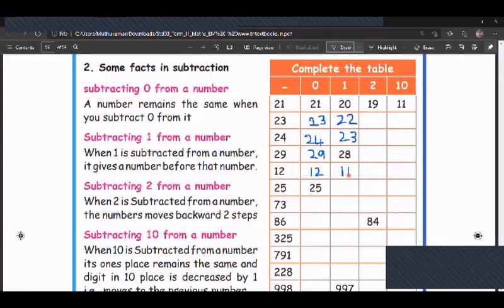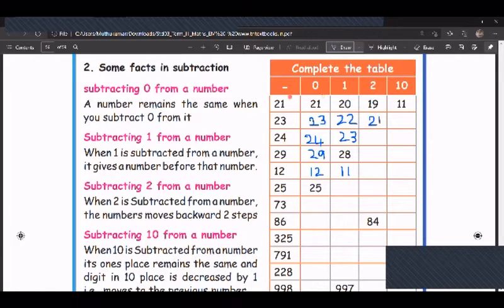Okay. Now, moving to the next fact, subtracting 2 from a number. When 2 is subtracted from a number, the number moves backward 2 steps. For example, 21 minus 2. So, move backward 2 steps. 20, 19. So, 19 is the answer. 23 minus 2. Move 2 steps backward. 22, 21, isn't it?